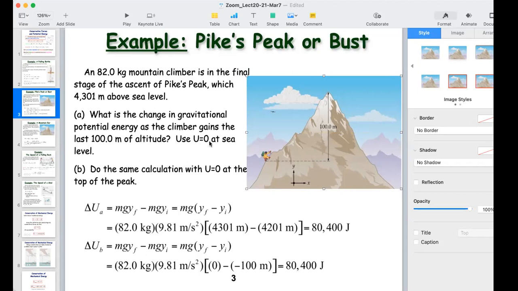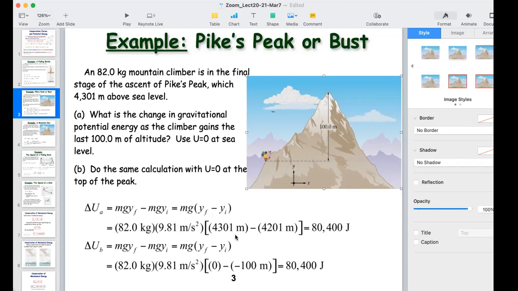Use U equal to 0 at sea level. And then do the same calculation with U equal to 0 at the top of the peak. So what is the change in the gravitational potential energy as the climber gains the last 100 meters of altitude? So delta U is equal to mg y final minus mg y initial. Mg, I take it outside, y final minus y initial. I know the mass of the climber, 82 kilograms. I know the constant of gravity, which is 9.81 meters per second squared, the gravitational acceleration.